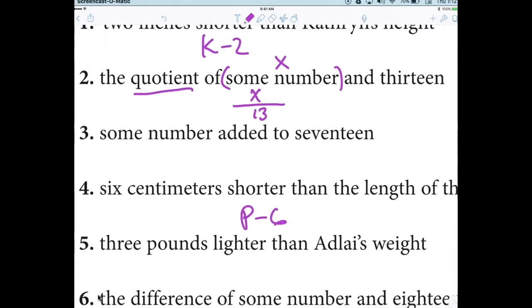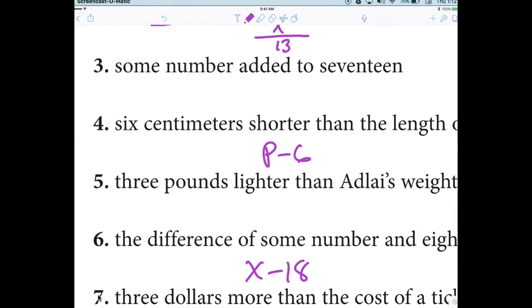All right. So let's look at 3. Some number added to 17. So are you starting with the number or are you starting with 17? Mr. Mead, what do you think? Some number added to 17. So are you starting at some number or are you starting at 17?